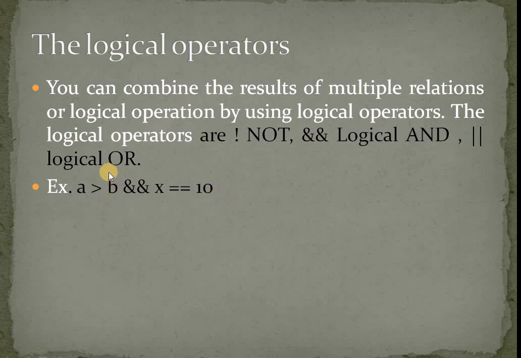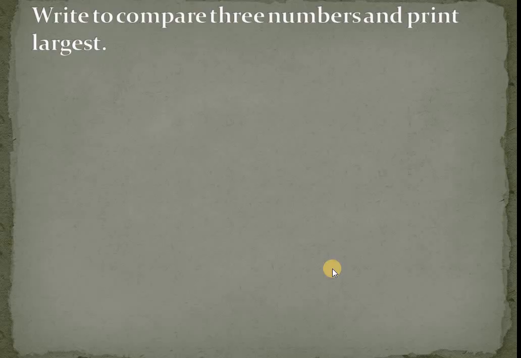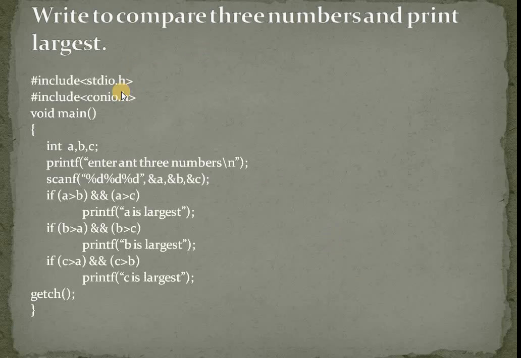So when we want to combine two relational expressions together, we are going to use the logical operators. An expression which combines two or more relational expressions is termed a logical expression or compound relational expression. Okay, now we shall take an example. Write a program to compare three numbers and print the largest. As usual, two statements in the link section.